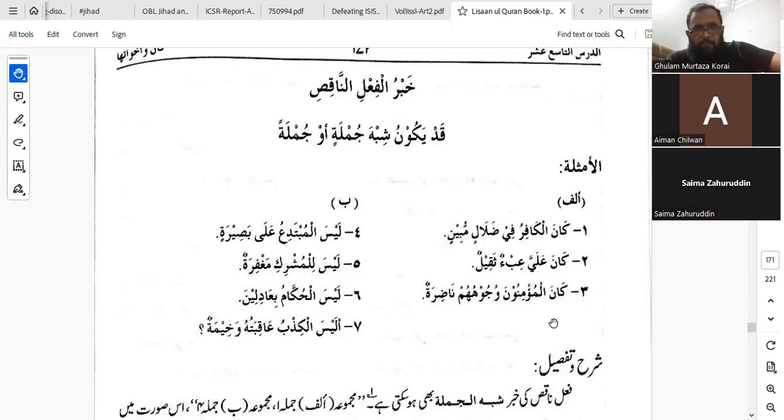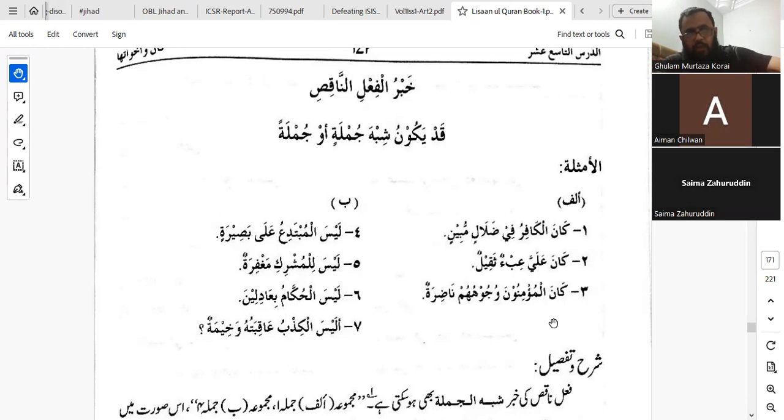In number 1, كان الكافر في ضلال مبين. Here ضلال mubin is shibhu jumlatin, khabar. Okay. Laysa, number 4, ليس المبتدع على بصيرة. Very good. Laysa al-mubtadi'u ala basiratin. So here ism is al-mubtadi'u, and ala basiratin is shibhu jumlatin khabar.